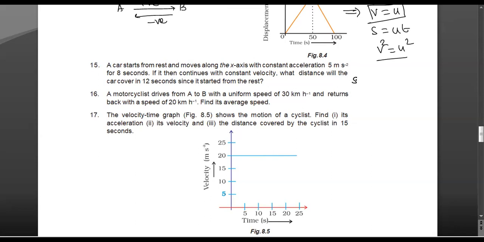So what will be the displacement in the first 8 seconds? Have you calculated this one? You can make the graph and solve it by graph, or you can solve it by simple equations. When we have the velocity time graph or the distance time graph, you need to calculate actually the displacement.